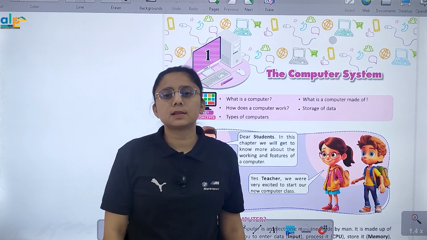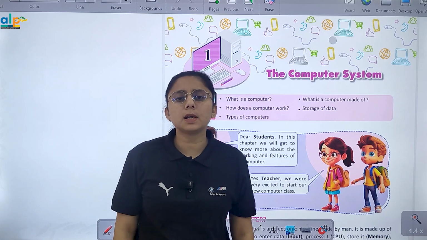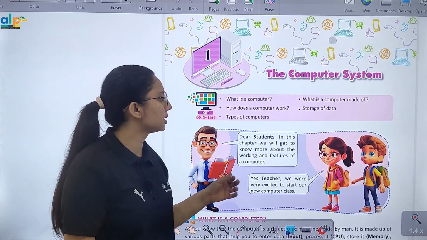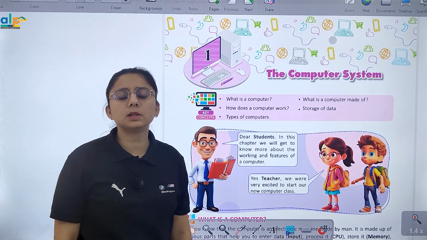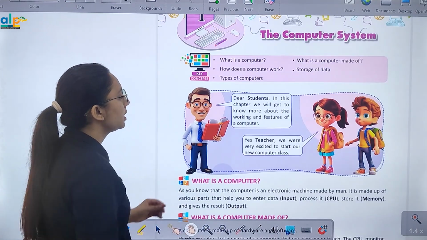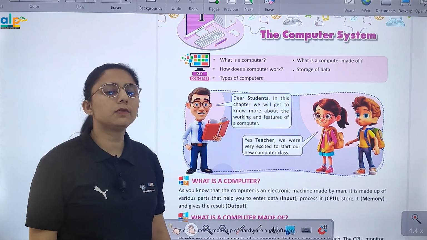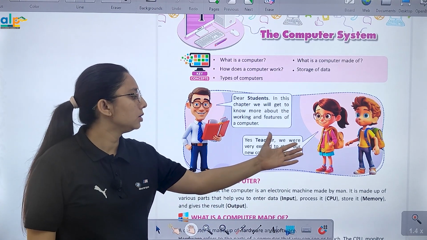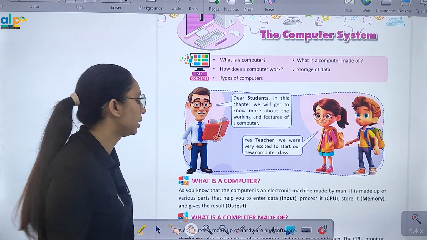Now, children, today let's start with chapter number one, the computer system. In this chapter, I will tell you about computer, what a computer is made up of, how a computer works, and storage of data. So, let's study. In this chapter, dear students, we will get to know about the working and features of computer. And the children are saying, yes, teacher, we are excited to start with a new computer class.